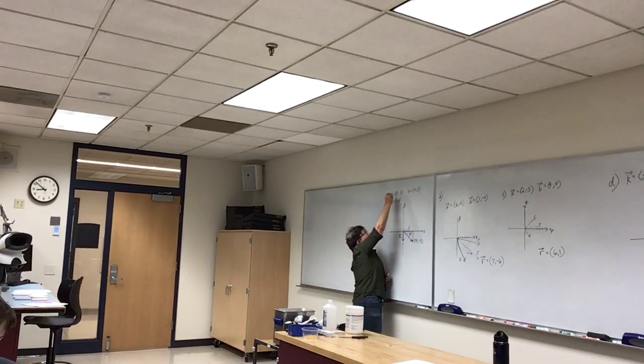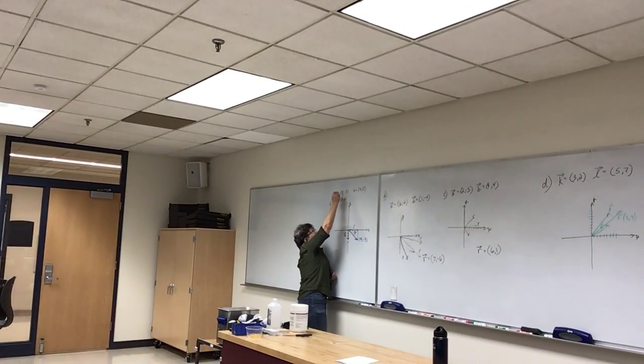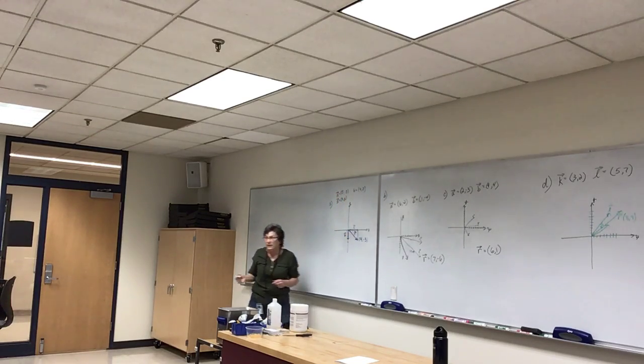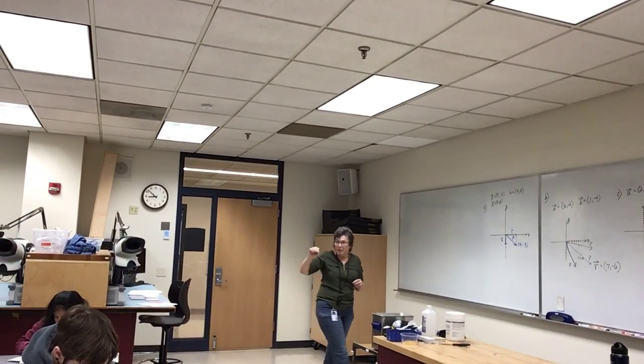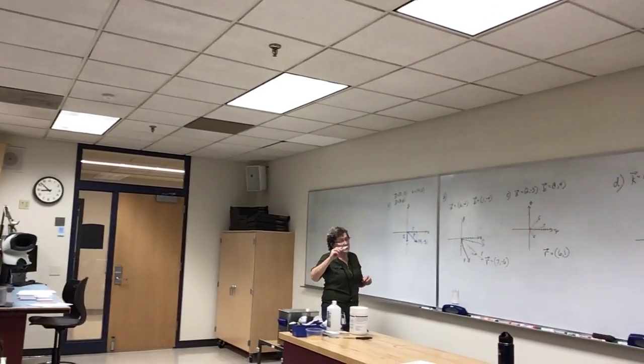You just add the x's. 0 plus 4 is 4. -3 plus 0 is -3. Okay? Does that make sense? Does everybody understand what was done here?